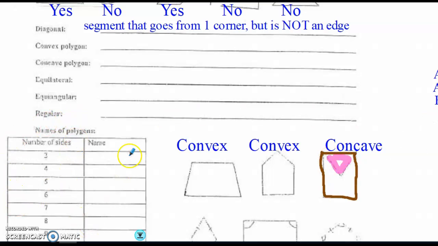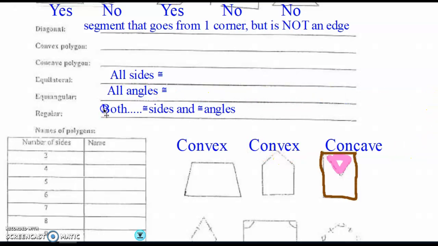I'd like you to fill out the chart names. You can look back at the previous page. Equilateral. Some of you probably already know what that means. All sides congruent. We also have equiangular, and that means that all the angles are congruent. And if you have both of those, then it's called regular. In the figure, if it's called regular, then we would have congruent sides and also congruent angles.